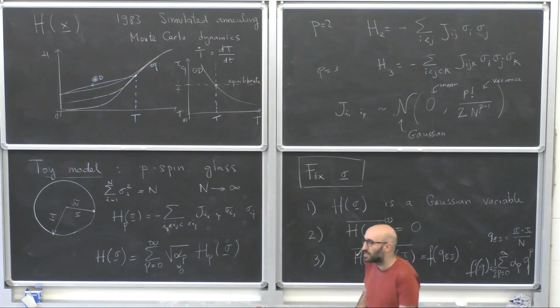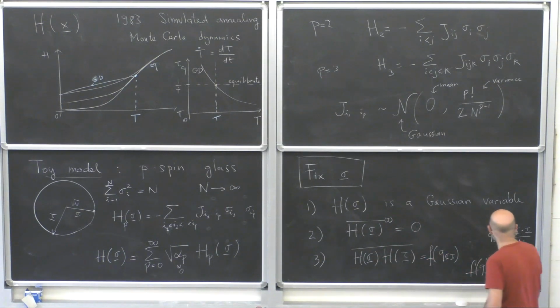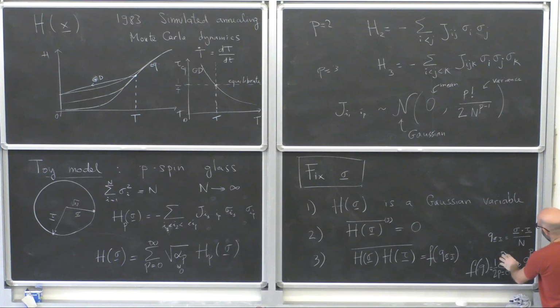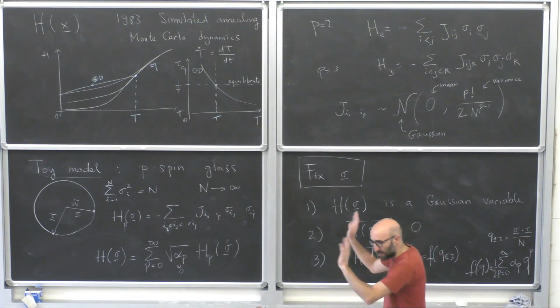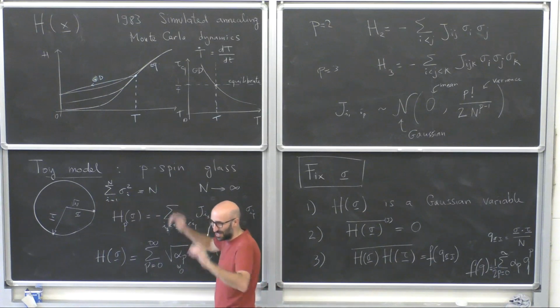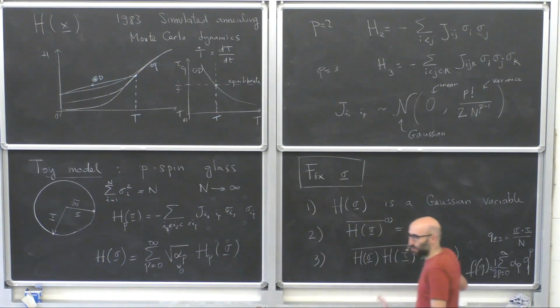But to do this exercise, do we need to assume that N goes to infinity, or is it true? No, this is actually true. Modulo this cutoff on p, if you fix p, and you assume that alpha is 0 for p bigger than N or something like that, this holds for finite N.